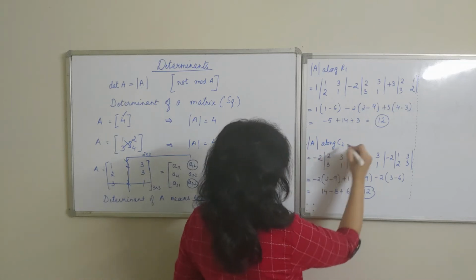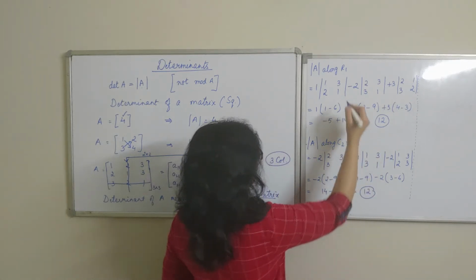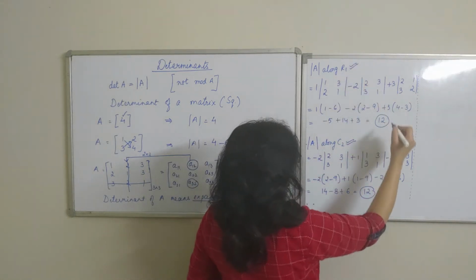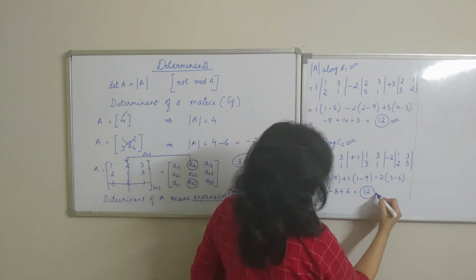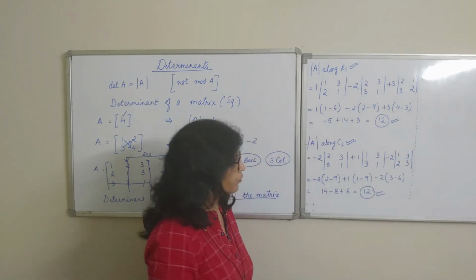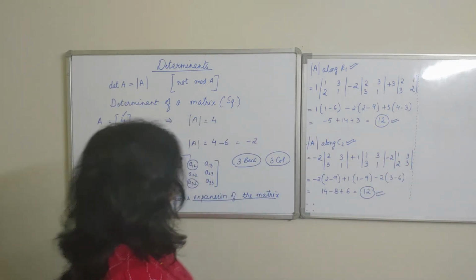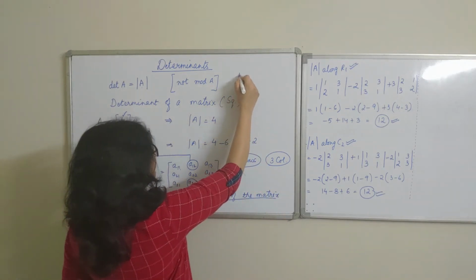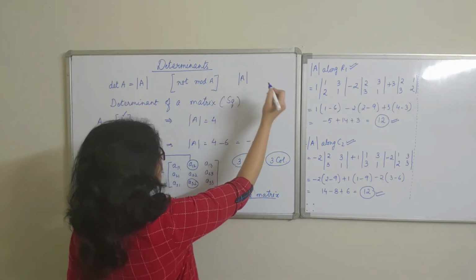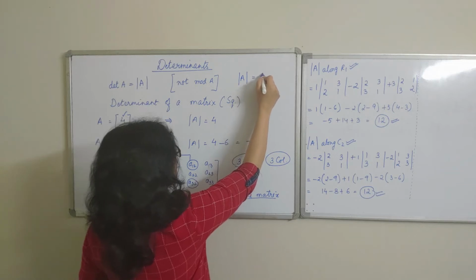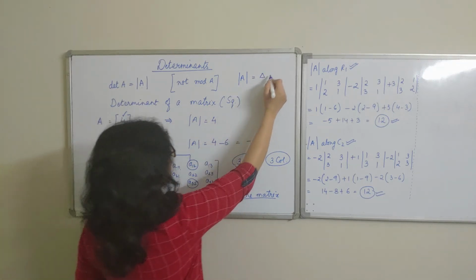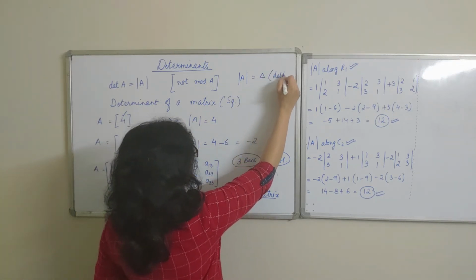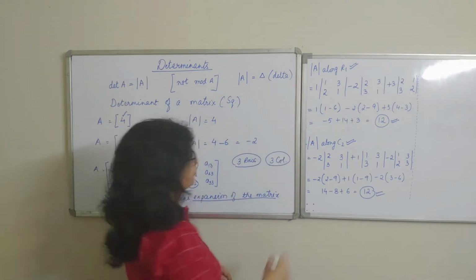So whether the expansion takes place along any column or any row, the value of the determinant does not change. So in some of the books, the determinant of any matrix may also be represented by this symbol. We read it as the delta symbol.